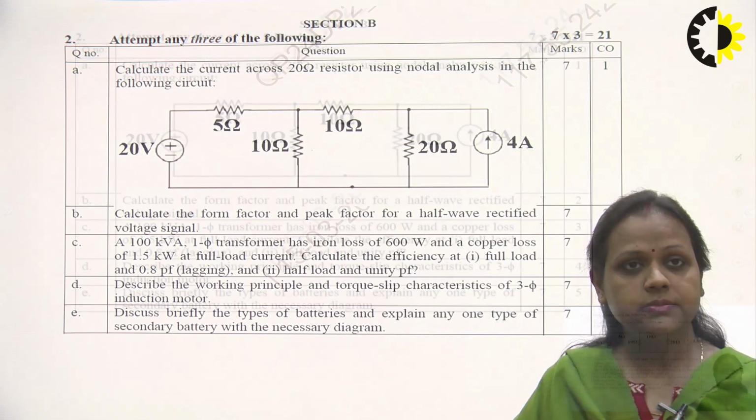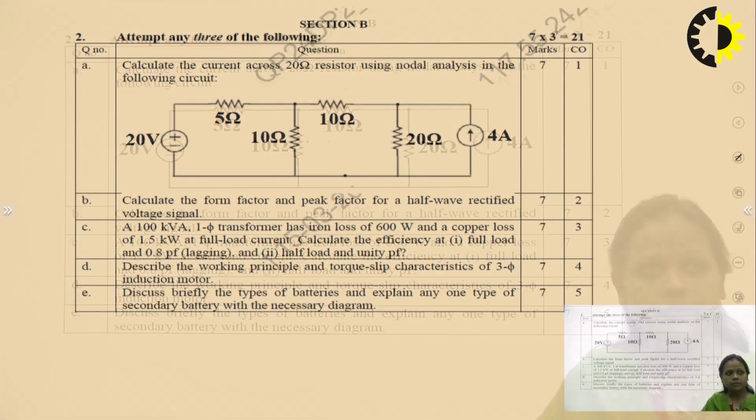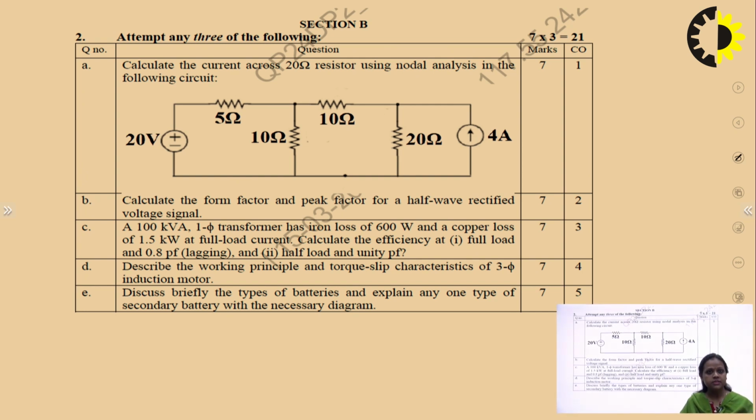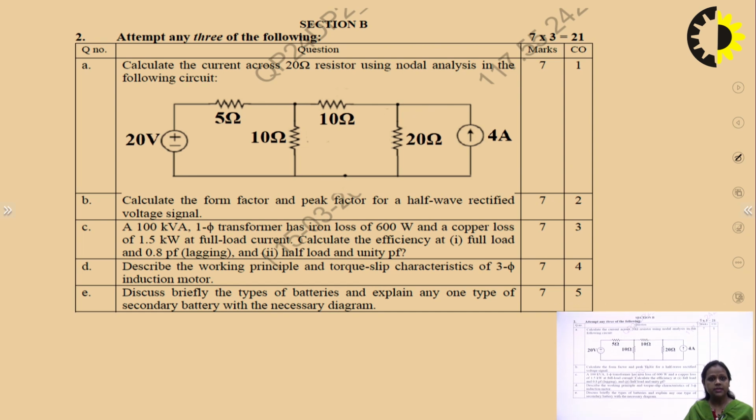So these are the section B, and in this section there are a total of 5 questions, and out of these 5 questions you have to attempt only 3 questions. So you have a choice among these questions, and all questions carry 7 marks. The first question, as you can see, is: calculate the current across 20 ohm resistor using nodal analysis in the following circuit. So in this circuit you have to use nodal analysis and find the current in this 20 ohm resistor.